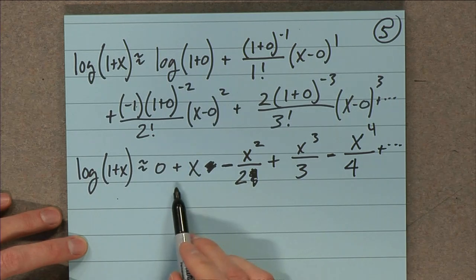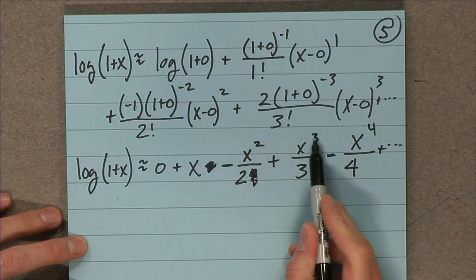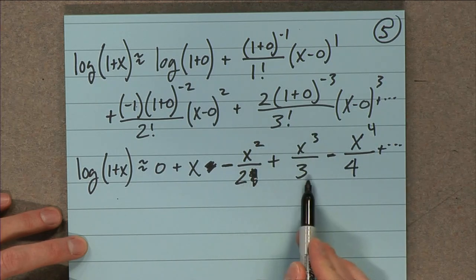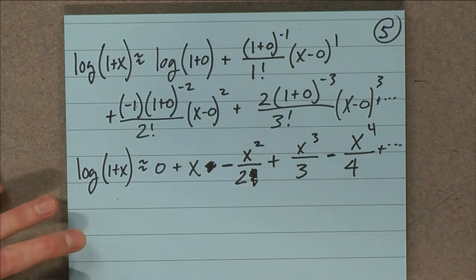So you can kind of see what is happening. It's an increasing power of x for each term, and the sign is alternating, and the power of x is divided by that particular integer.